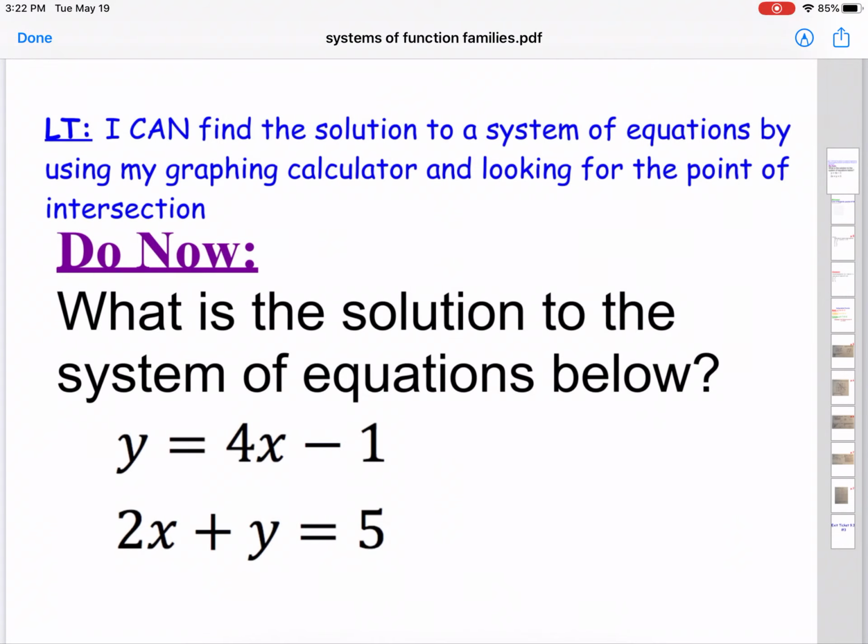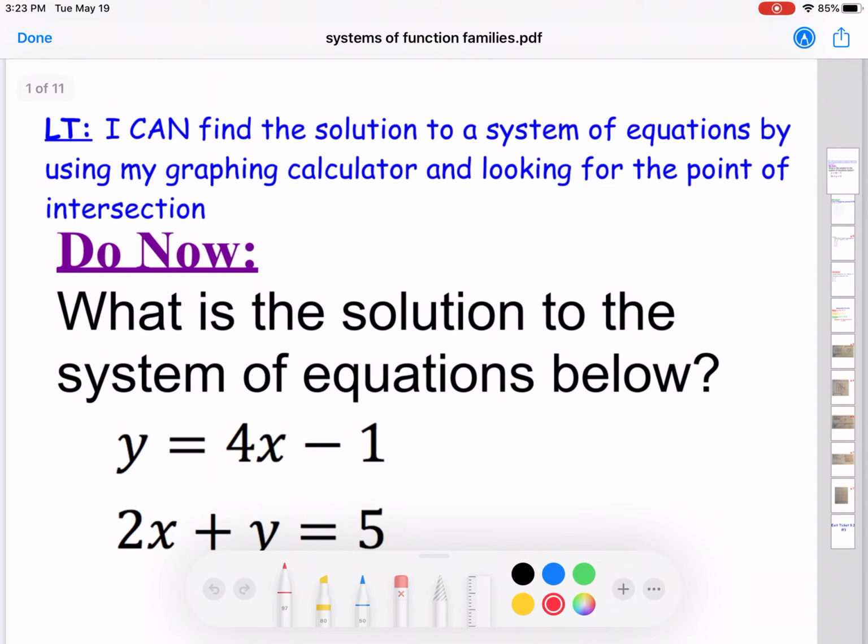Okay, in this lesson, we're going to be talking about systems of function families. So again, we've been working with lots of different families or types of functions, and now we're going to be looking at a system of equations. If you remember the last time we spoke about systems of equations, we know that a system means two or more, and usually in our case for Algebra 1, just means two.